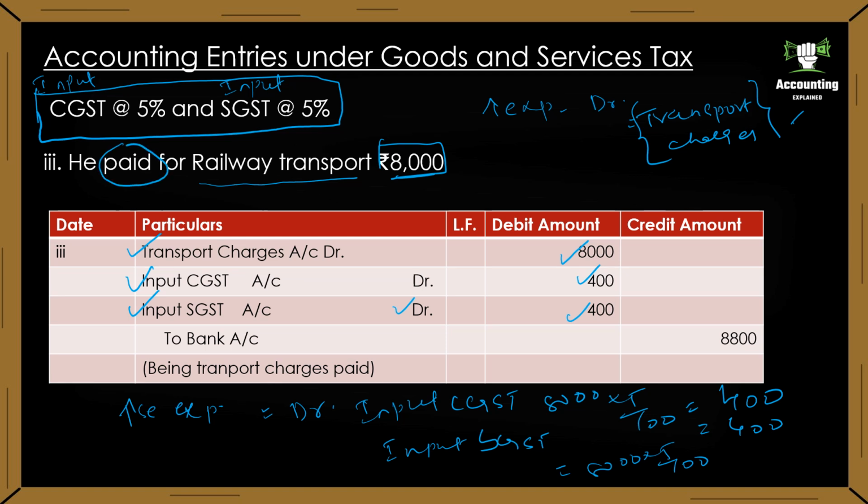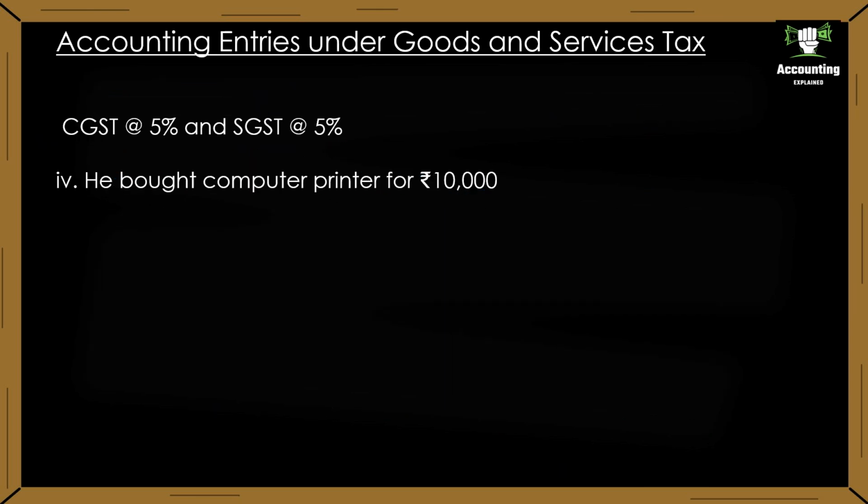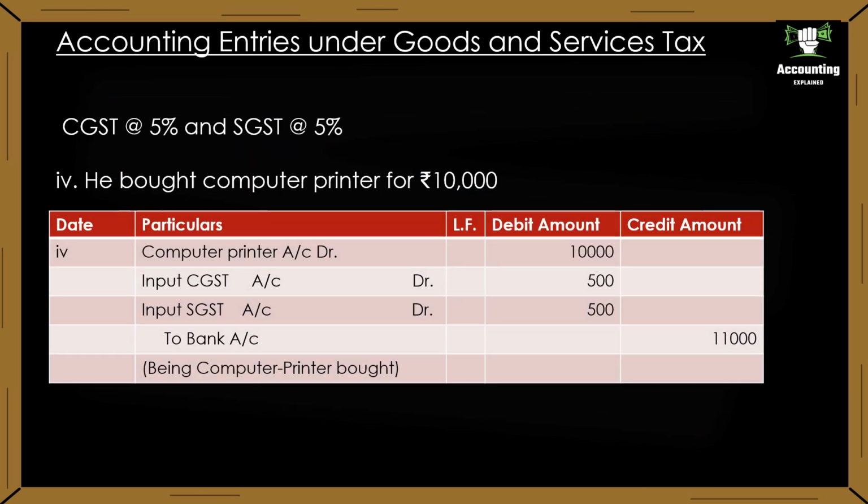Here he paid. Usually when you pay such large amounts, like 8,000 and other things, we don't pay by cash, we pay by bank. So when you pay by bank, what happens? Your bank account is an asset, right? So it is a decrease in asset. Decrease in asset means what we have to do? Bank has to be credited. Since you are going to pay this whole amount, bank has to be credited with 8,800. To bank account 8,800, being transport charges paid. The next transaction is he bought computer printer for 10,000 rupees.